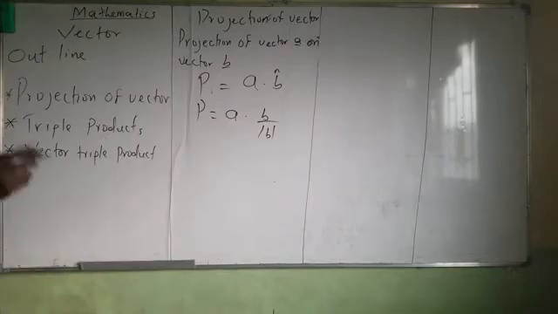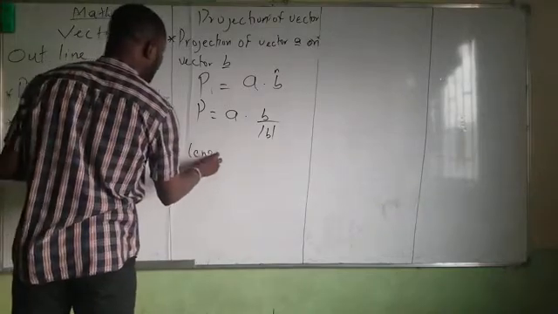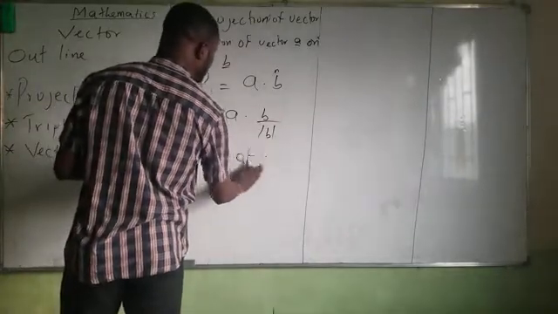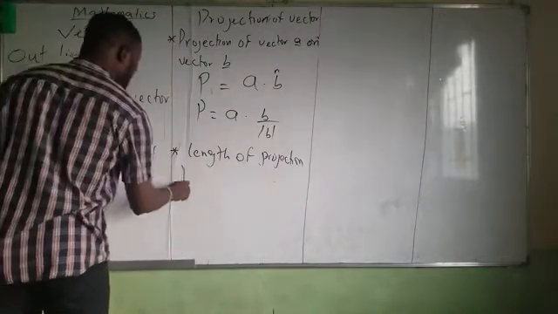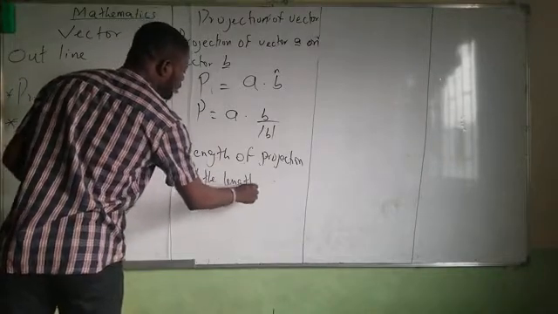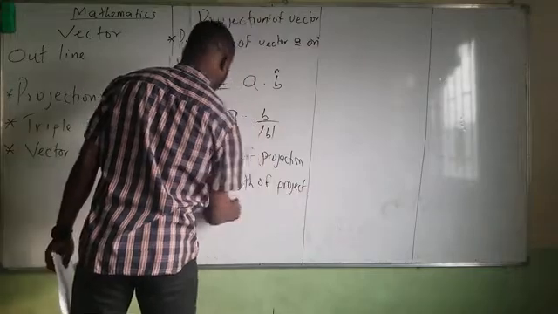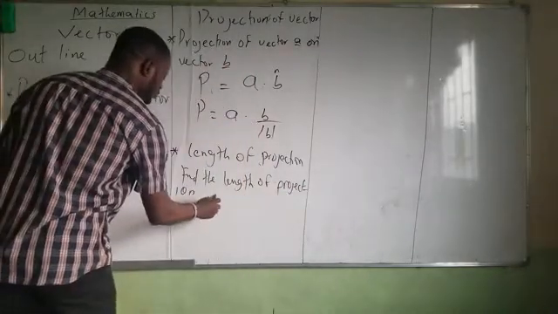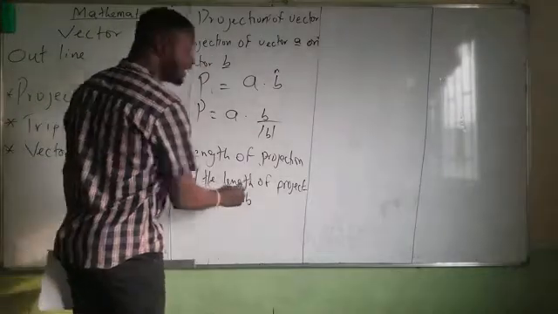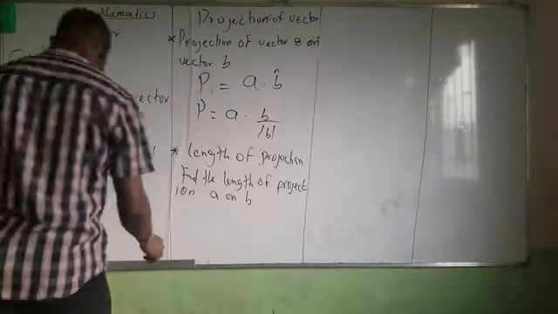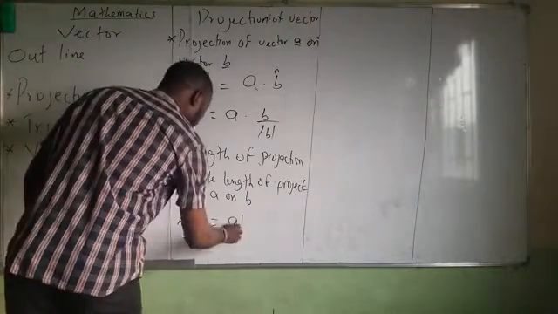That is very simple. Now, the next thing that you need to understand when we talk about projection is what is called length of projection. For instance, we are asked to find the length of projection of A on B. Now, look at this. This is a projection statement. Now, you are asked to find the length. How do I go about this one? It's not hard. The length of projection will be equal to magnitude of A cos theta.